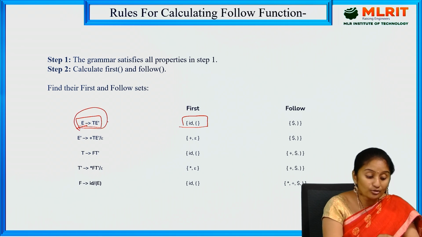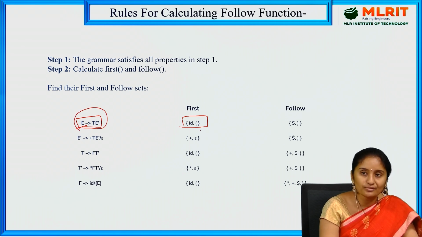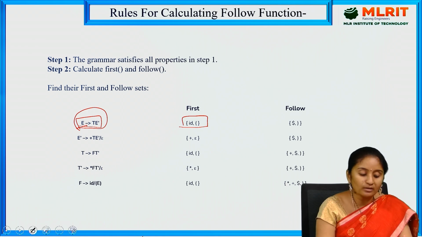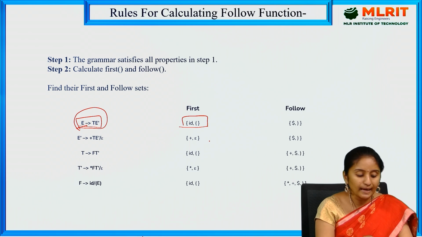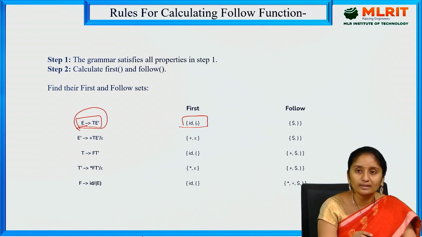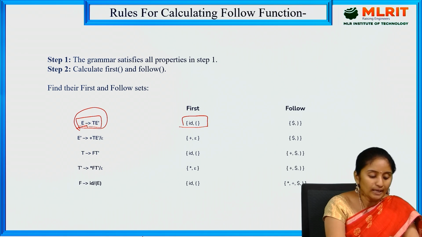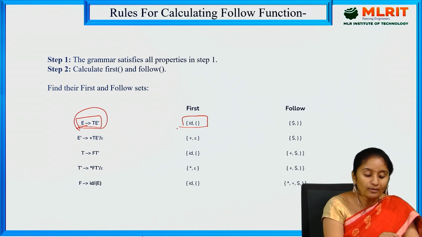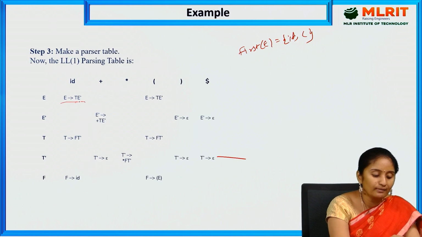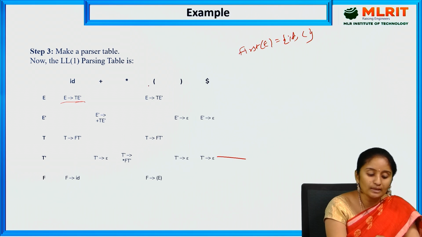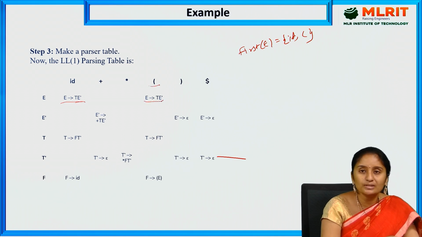We are going to check the whole grammar. What are the first functions? If I have an epsilon, we go for the follow. If I don't have epsilon in the first function, directly we plot it. What are the terminals we got in the first function? For that subset, we write the exact production there. So E produces TE dash. In the place of ID, I have written E produces TE dash, and in the place of open bracket, E produces TE dash.